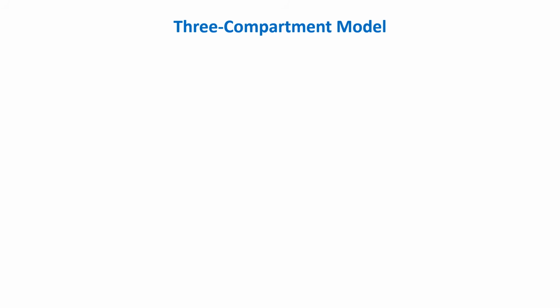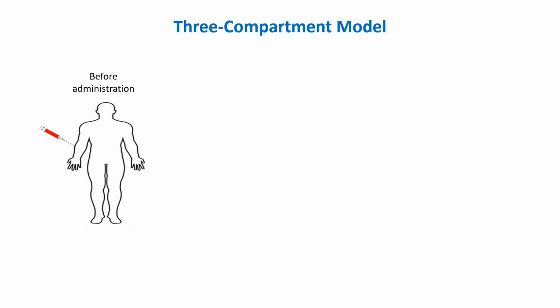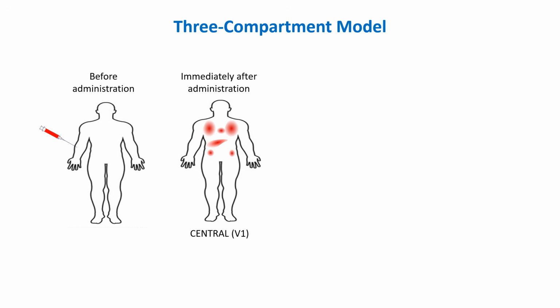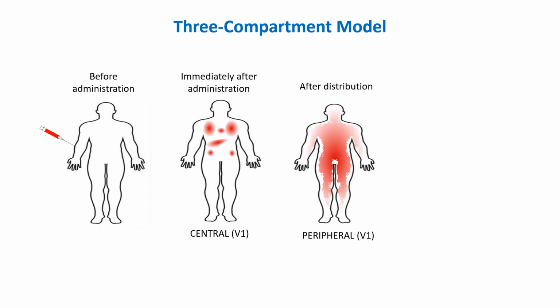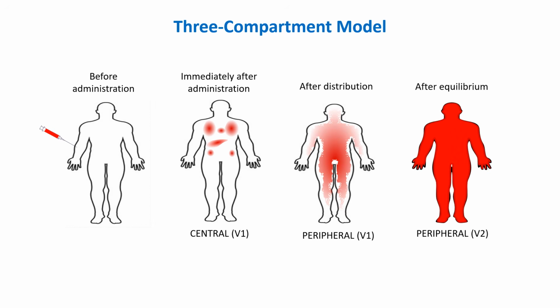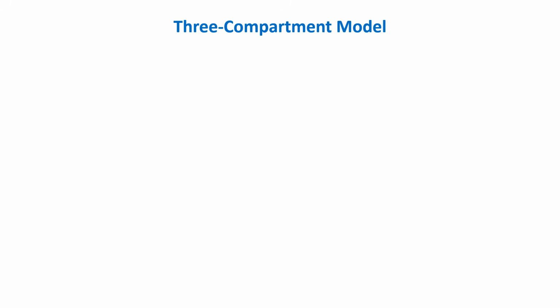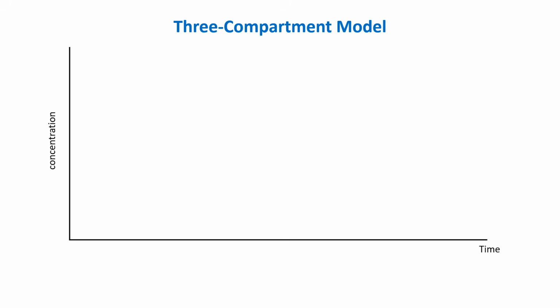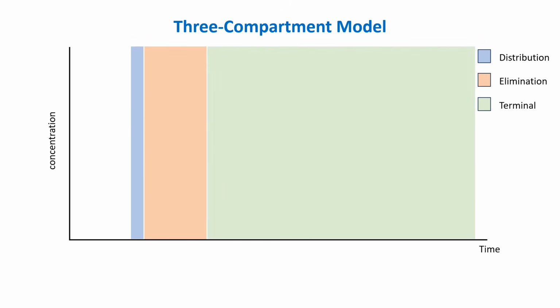Like the single and two compartment model, the drug is assumed to be immediately spread into a central compartment. With distribution, the drug first distributes into the vessel-rich muscle compartment. The drug then spreads to the fat compartment until the plasma concentration of drug equilibrates with the fat compartment concentration. The changes in plasma drug concentration in three-compartment model can be explained in three phases. These are distribution, elimination, and terminal phase.